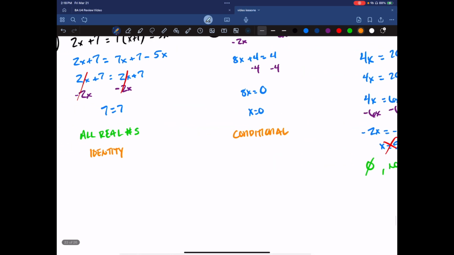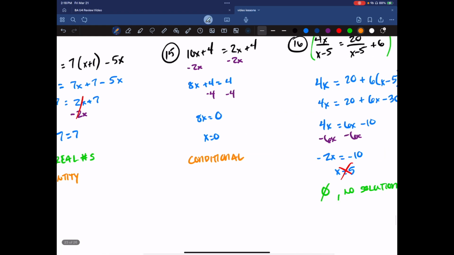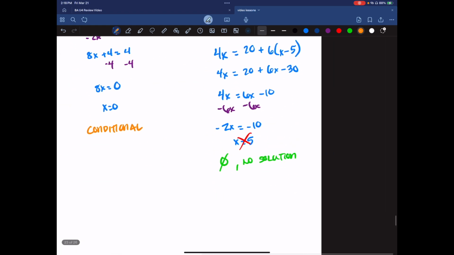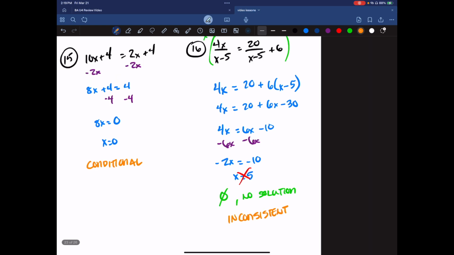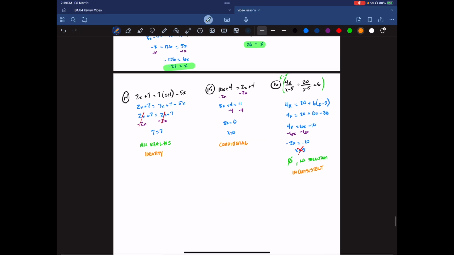And 14 was an identity. 15 was conditional. 16 is what we call inconsistent, because on 14, we were left with 7 equals 7, which is a true statement. In an inconsistent problem, you could be left with a false statement, or you could be left with something like this, where you get a solution algebraically, but when you plug it back in, it fails. Like the whole thing breaks apart. So that's something to be on the lookout for.